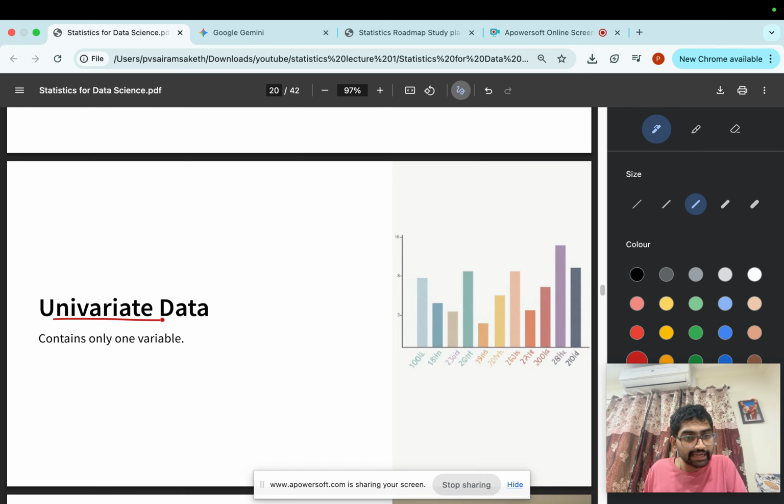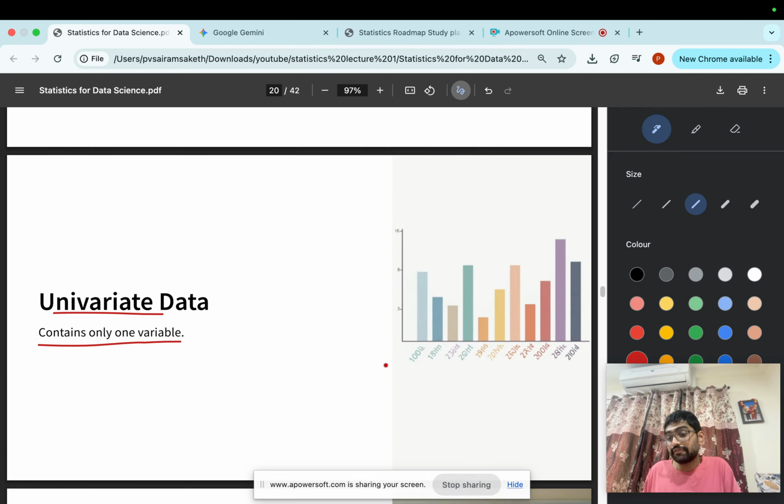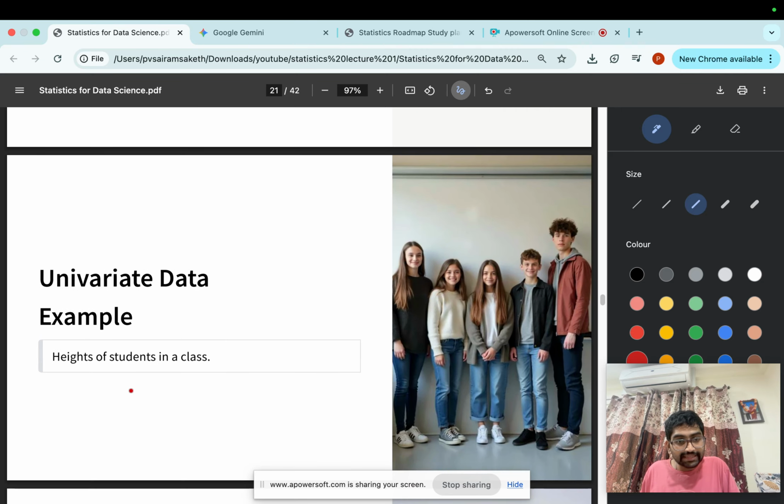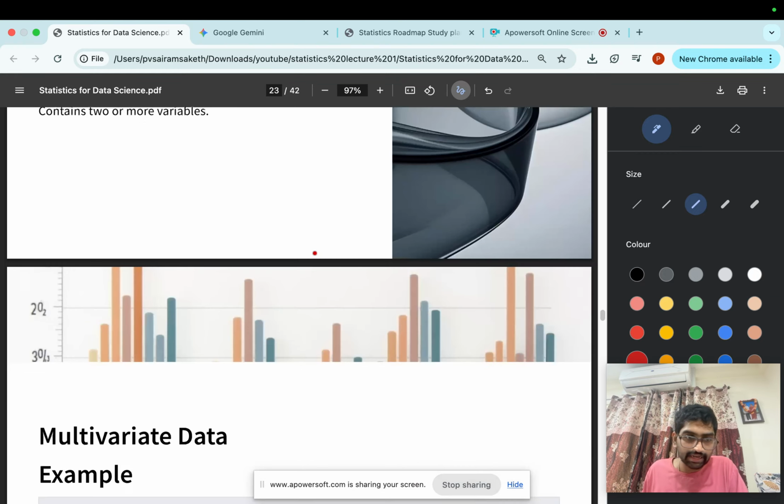Univariate data contains only one variable, which means the analysis that you can do is only for one particular variable. The best example is heights of students in a class. Here you will have the heights column, and in it you write all of the heights, let's say 5 feet, 5 feet, 5.1 means 5 feet 1 inch, 5 feet 1 inch. Like this, when you deal with only one column, it is called univariate data.